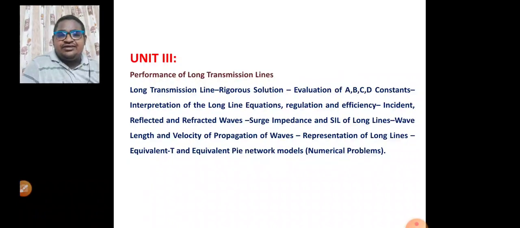The next, third unit, is exclusively the performance of long transmission systems. And moreover, for the second and third units, you need to refer to and remember the two-port network parameters. In the two-port network parameters, we have the transmission line parameters. Yes, knowledge of the transmission line parameters is required for both the second and third units. Okay.